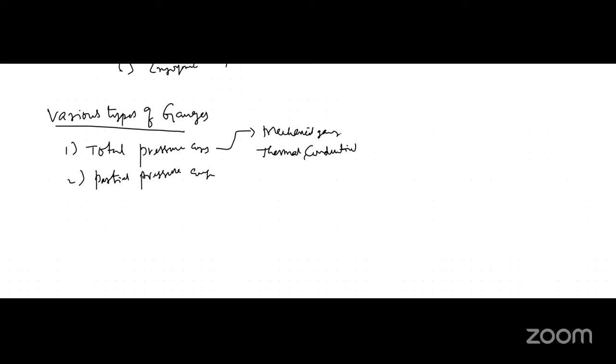Okay. Thermal conductivity gauge. Under the thermal conductivity gauge, we have the thermocouple gauge as well as the Pirani gauge. These are the two gauges which we have. Next, we have another type of gauges under total pressure gauges, the ionization gauges.